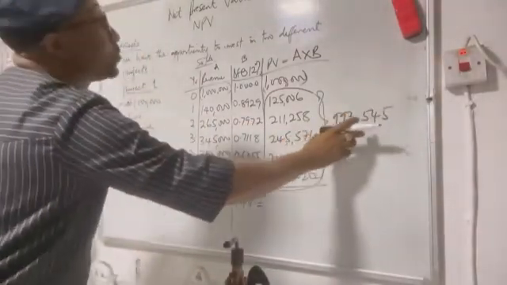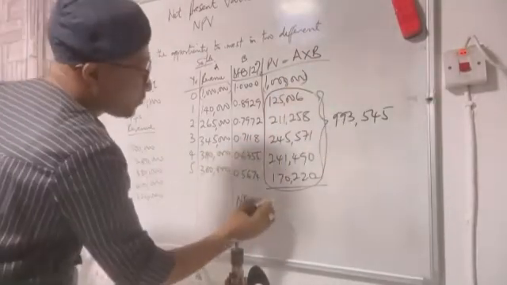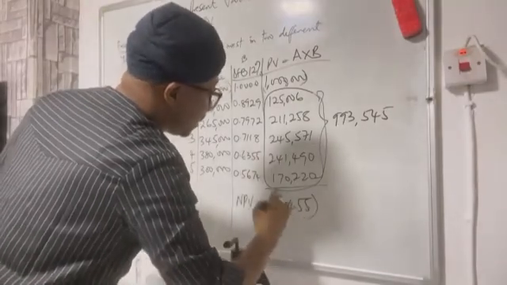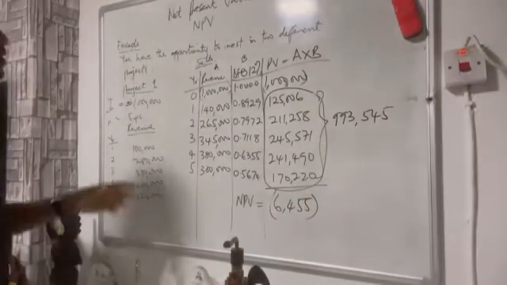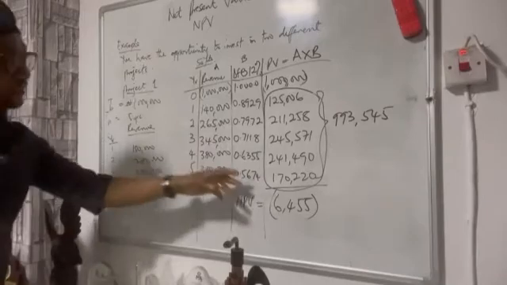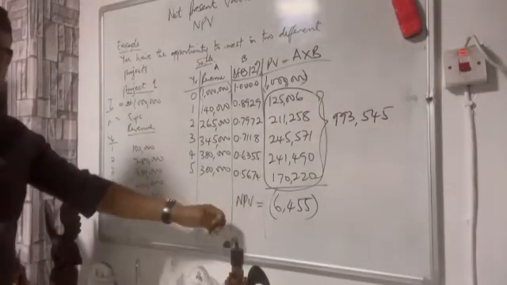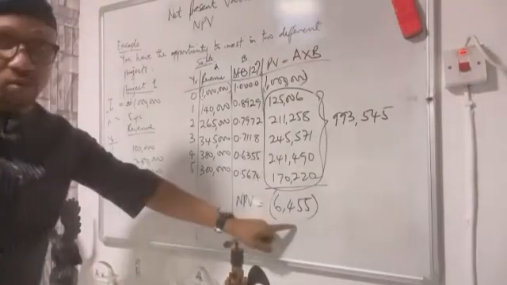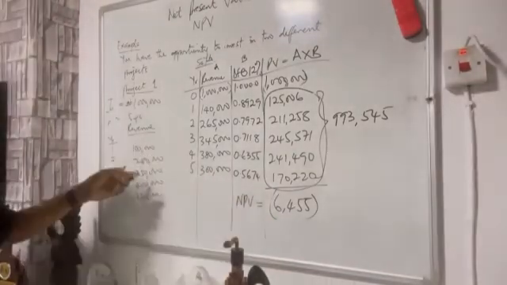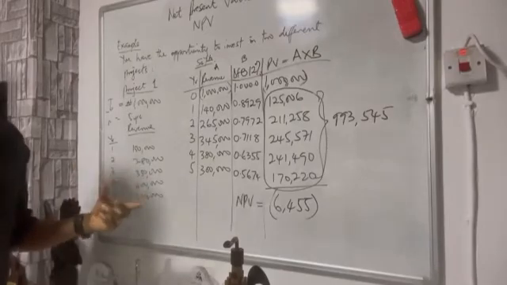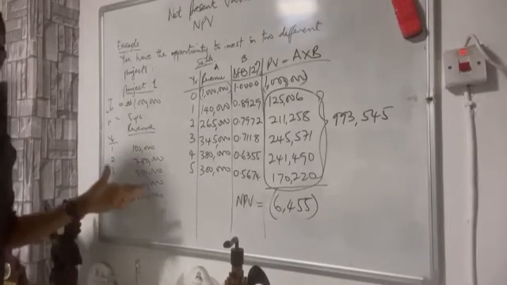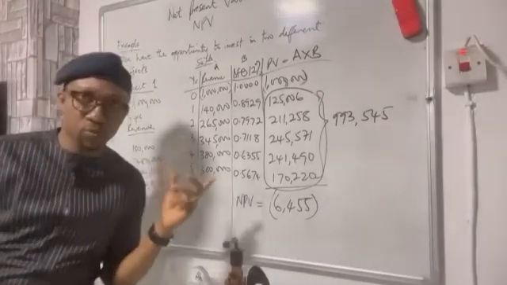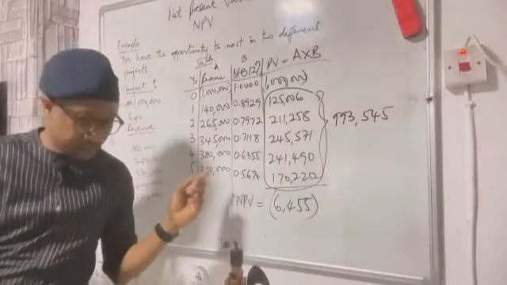993,545. Then subtract 1 million from this, we have negative 6,455. Meaning that from the net present value technique, this second project, project 2, is resulting in a loss of 6,455, while project 1 is resulting in a gain of 42,000. So using the net present value technique, it will be advisable to choose project 1 and reject project 2.